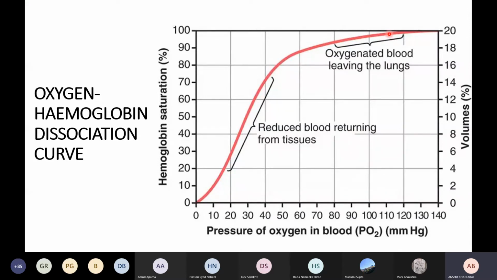Right, and when this blood again goes to the cells and tissues of the body, and the partial pressure as well as the hemoglobin saturation drops, then when the partial pressure is about 40 millimeter of mercury, the volume of oxygen present in the blood is 15 milliliter per 100 ml. So that means the cells and tissues of the body use up around 5 milliliter of oxygen per 100 ml of blood.